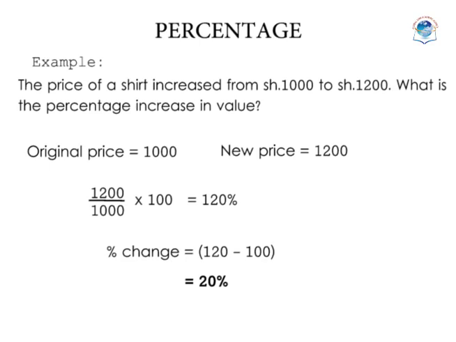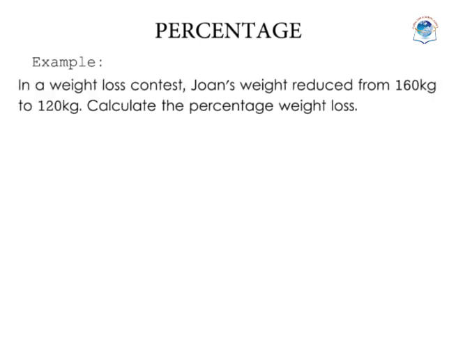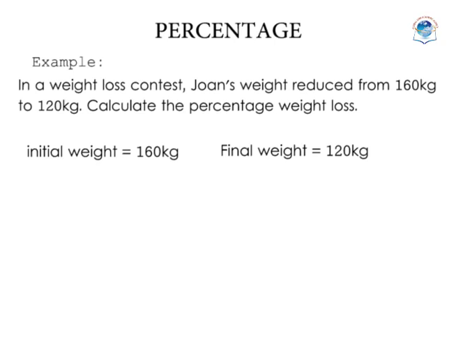It works even if the quantity reduces. For example, in a weight loss contest, Joanne's weight reduced from 160 kilograms to 120 kilograms. Calculate the percentage weight loss. In the first method, we can first get the weight difference and express it as a percentage of our original weight. The original weight is 160 kilograms, and the final weight is 120. The weight loss is 40 kilograms. So 40 over 160 times 100 gives us 25%. So 25% is the percentage weight loss.